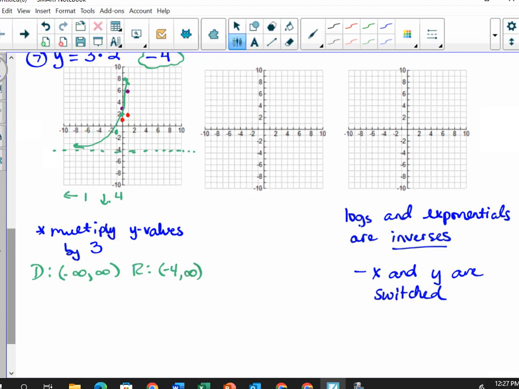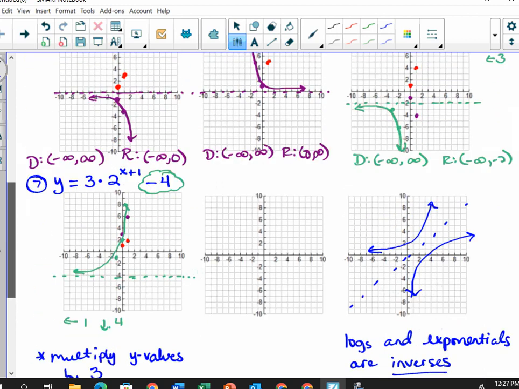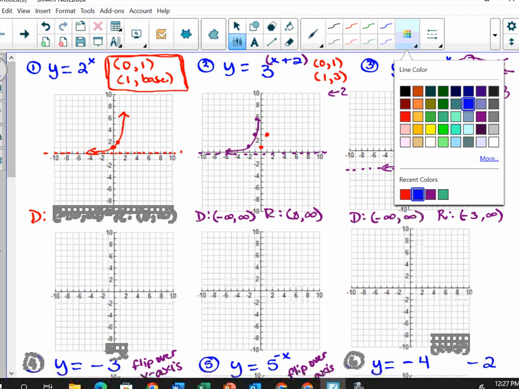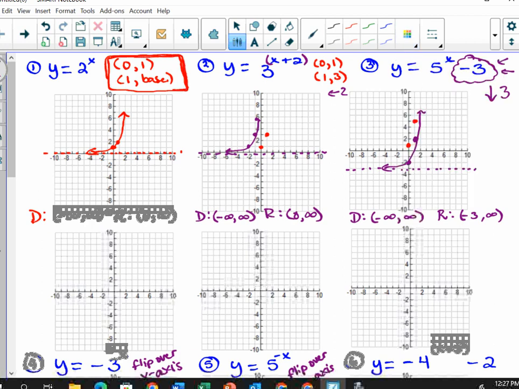So if you think this is just, you know, a rough sketch, here's kind of what an exponential graph looks like. If we reflect over this line, that's what a log graph looks like, okay? But again, we're not plugging in points. We know that when we graphed exponentials, we used these 2 points, 0, 1, and 1, base. If they're inverses and the x and y are switched, what do you think we're going to use to graph logs? You got it, 1, 0, and base, 1. So let's try one.